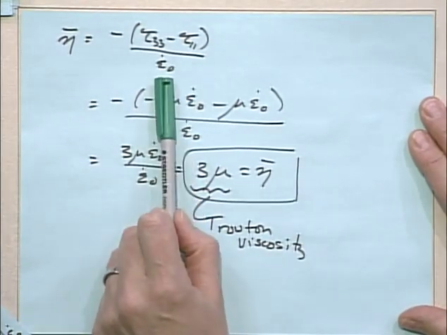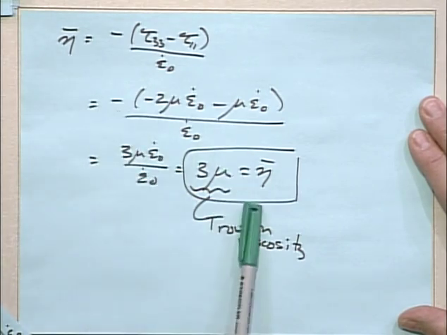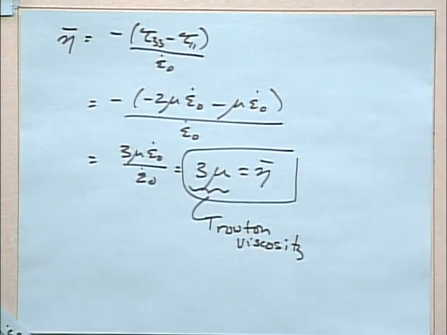Tau 33 minus tau 11 over gamma dot naught is eta bar. Calculate that out and we get the Trouton viscosity. So as you see in the homework also, it's the same drill. Start with the kinematics, plug them into the constitutive equation. The constitutive equations get more and more complicated, but it's the same idea.